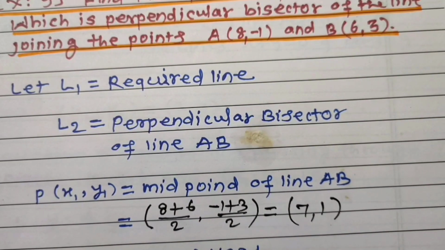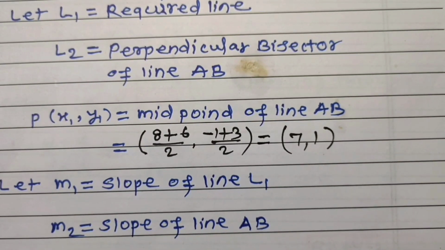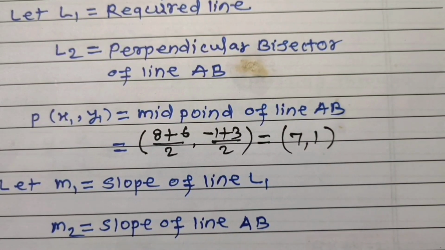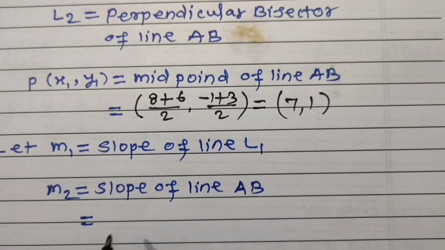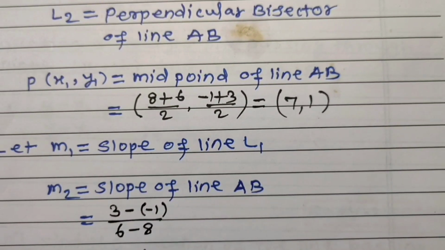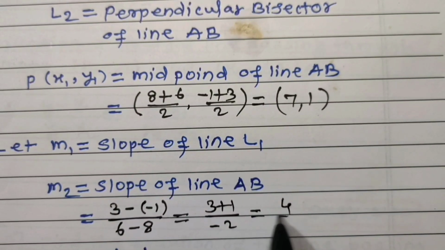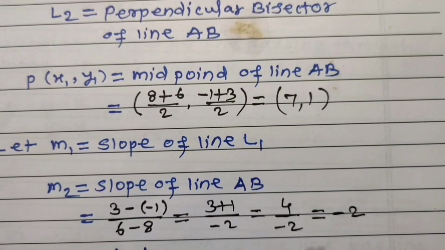Now we are assuming slope of line L1 is m1 suppose and slope of line AB is m2. Okay. Slope of line AB which is given by difference between y coordinates divided by difference between x coordinates. This is equal to 3 minus 1 divided by 6 minus 8. So this becomes 3 plus 1 divided by 6 minus 8 is minus 2. So 4 upon minus 2 which is equal to minus 2. Hence m2 is minus 2.